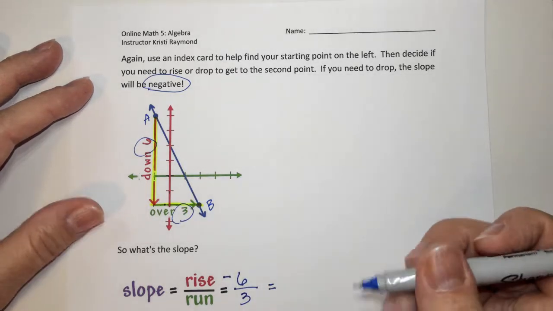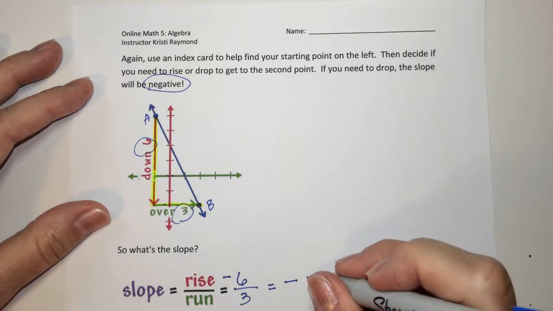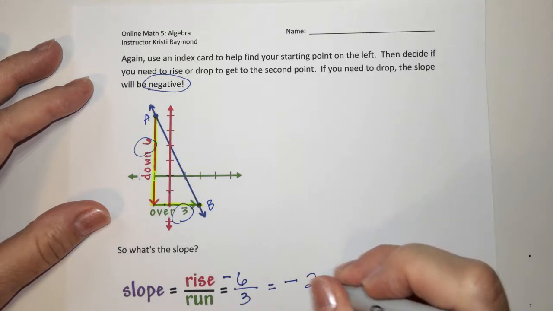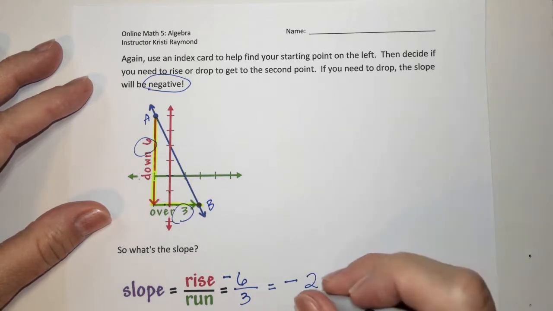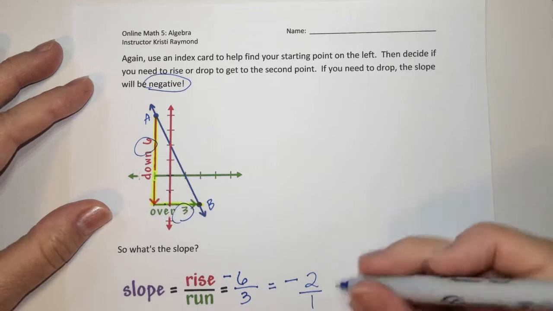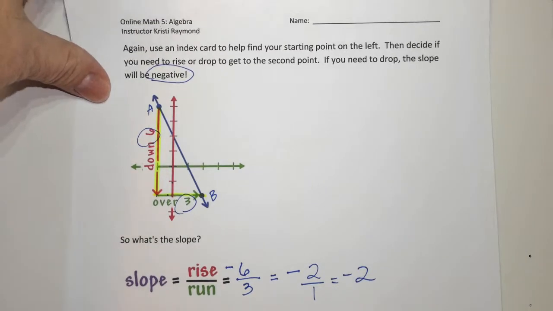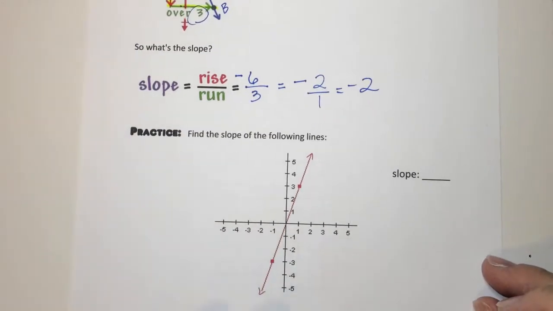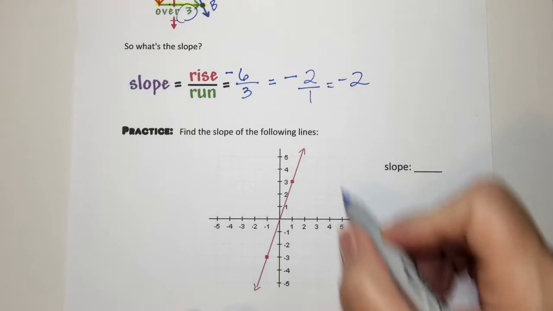Not done yet. I need to reduce this. Negative 6 over 3, that can be 2. My slope here is negative 2. Or it would be okay if you just wanted to put 2 over 1, but I think negative 2 looks a little bit better. Now practice finding the slope of the following lines. Go ahead and pause the video here and work on this one.